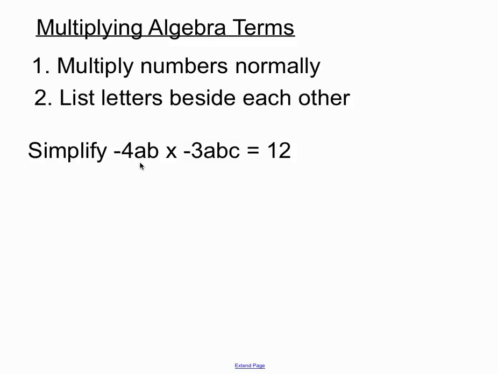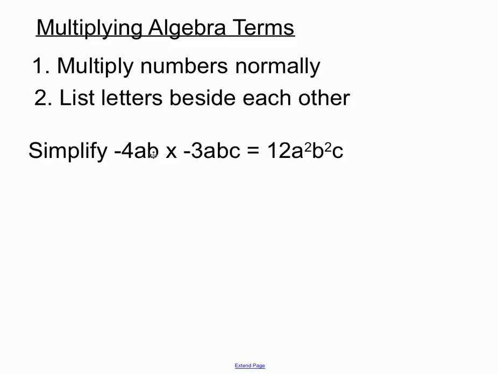And let's have a look at the letters in advance here. We have an A times another A, a B times another B, and a C. So I'm hoping you're kind of getting the hang of this. A times A will make an A squared. The B times B will make a B squared. There's only one C in the whole question, so it gets listed along there.